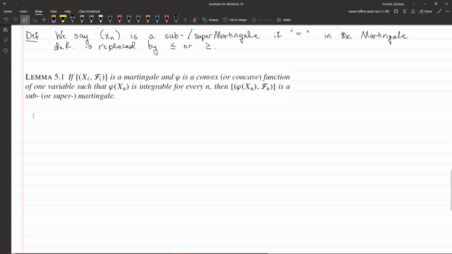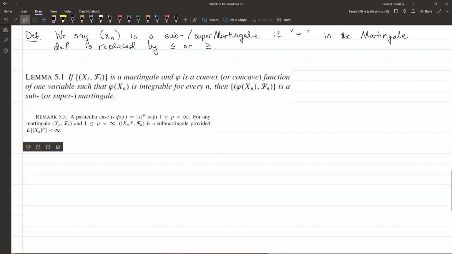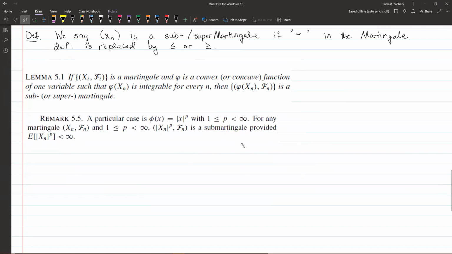So hopefully everybody is familiar with the fact that if I take absolute value and raise something to the power of p, for p greater than or equal to 1, we're talking about a convex function. Well, it turns out that using lemma 5.1, we can actually use the idea of absolute value raised to the p for martingales. So if I have a martingale X_n, F_n, then the absolute value of X_n raised to the p relative to the filtration F_n is a submartingale, with the only caveat there being we need the expected value of X_n to the p to be less than infinity. So they need to be L^p functions. Everybody good with this idea too?